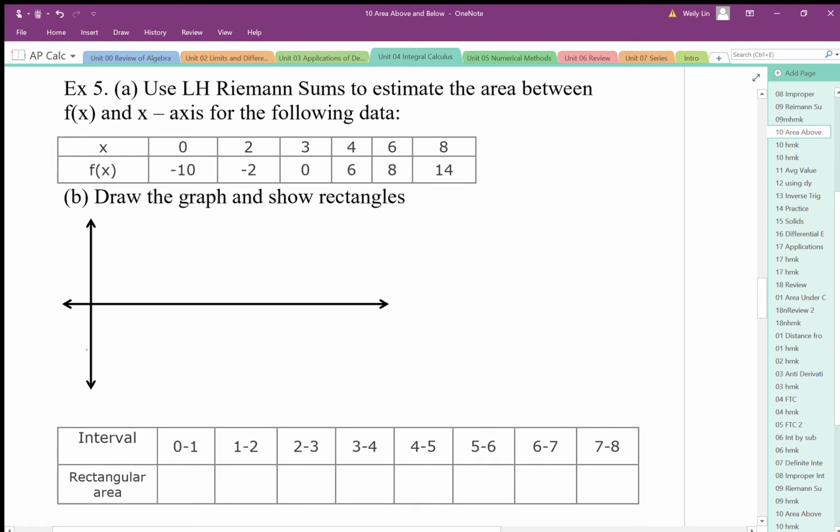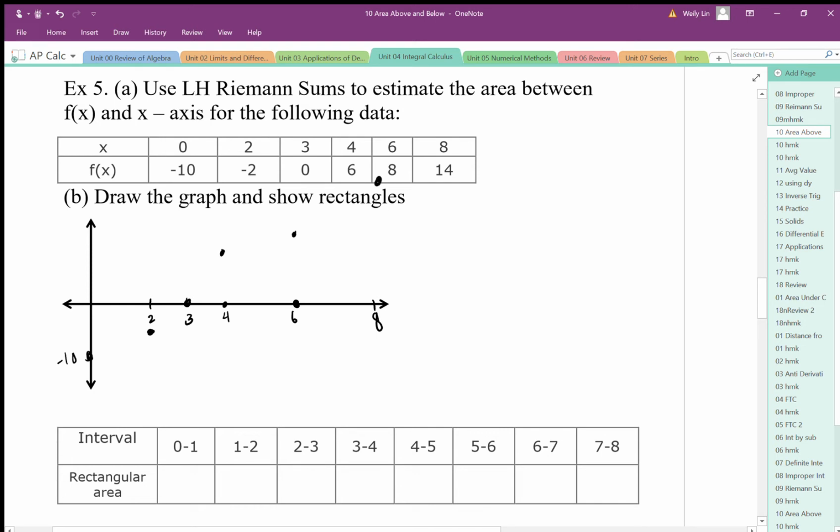So I'm just going to plug in my data here. Negative 10 is right about there, negative 2, so I'm going to say 2 here, negative 2, maybe about there, 3, let's put 3 about here, is 0, okay, 4 is pretty close there, now that's above the x-axis, going to be somewhere around here, 6, so 4, 6 is going to be further along, a little bit higher at 8, and 8, somewhere around here is going to be 14, so it's going to be way up here, okay?